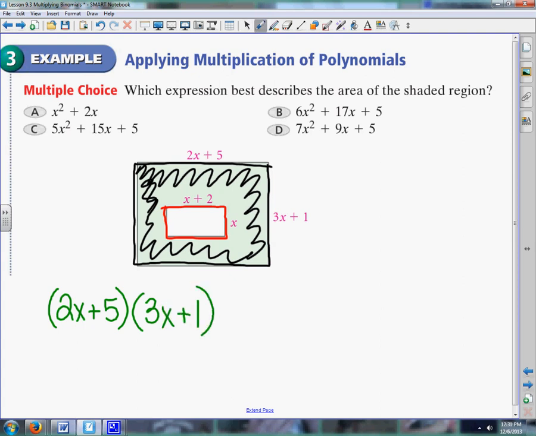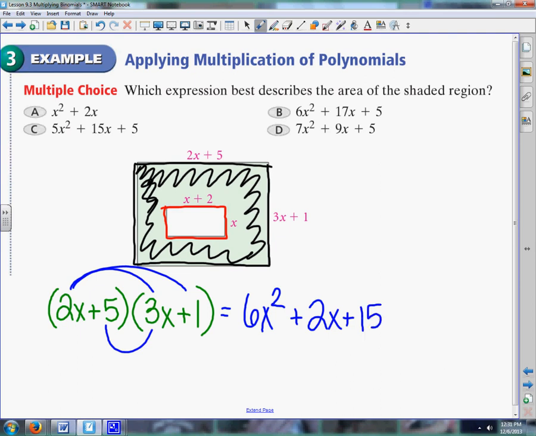So if I do this, I get 6x squared plus 2x plus 15x plus 5.